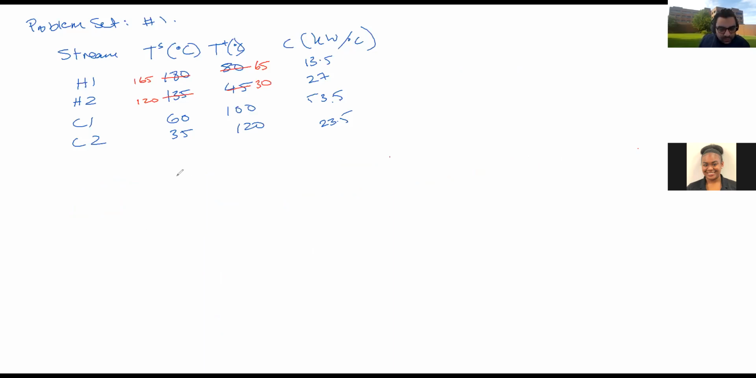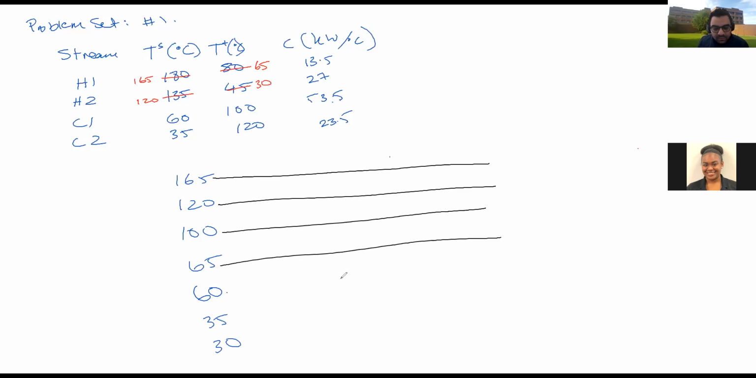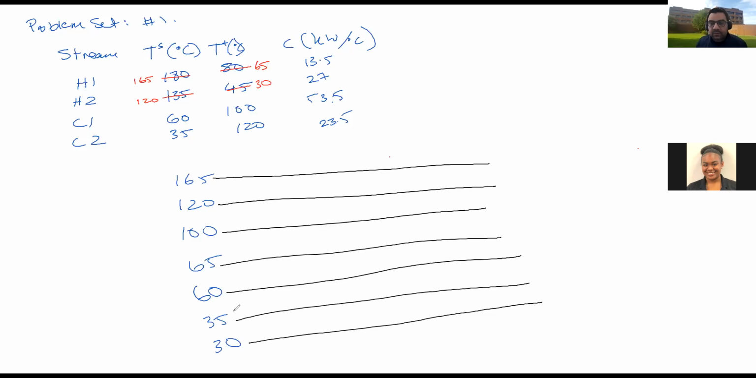This is really all you're doing. So we said 165, 120, 100, 65, 60, 35. And after doing it, the easiest way is to just graphically plot your intervals. Whichever way works for you, but this is the way which minimizes errors, and this is the conventional way to do it. When this method was developed, you just draw lines next to each interval.